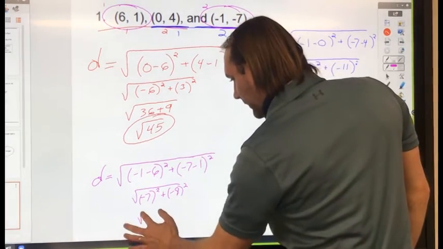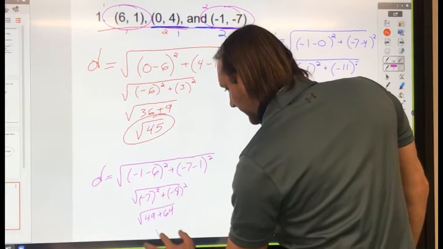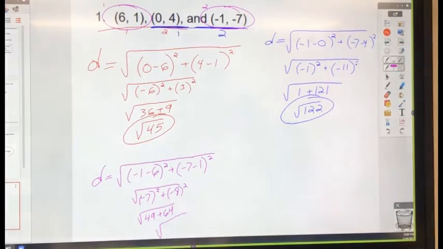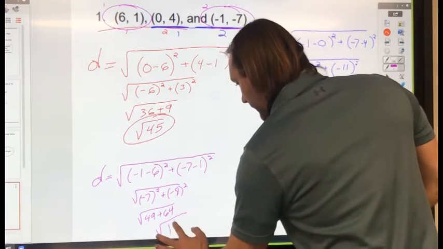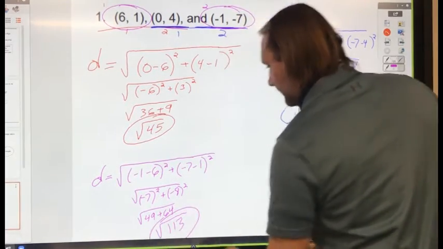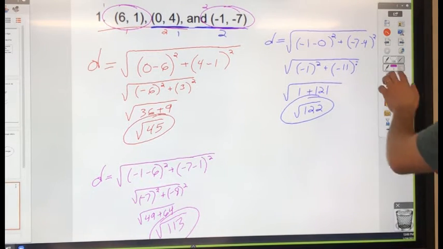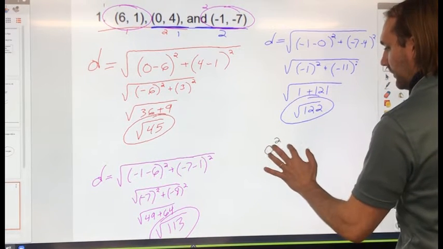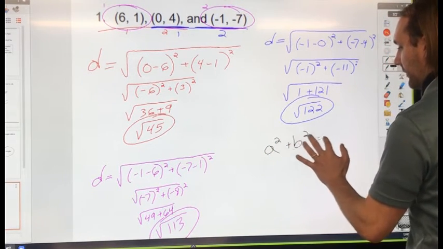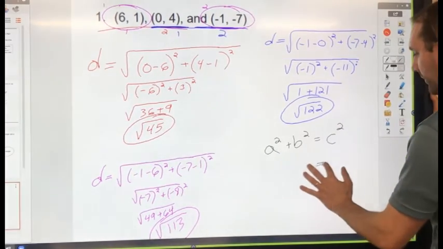Which gives me the square root of 49 plus 64, which simplifies to the square root of 113. So now that we have all three of our sides, we need to plug that into the Pythagorean theorem, a squared plus b squared equals c squared. Which one of these is going to be my c? The biggest one, which is the square root of 122.